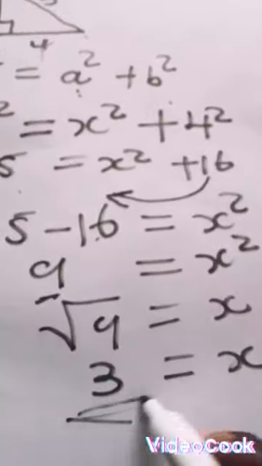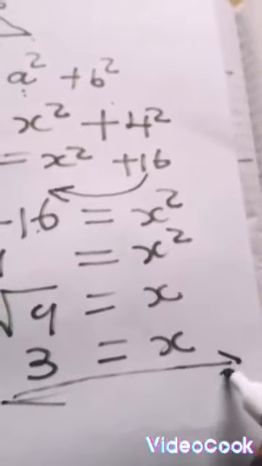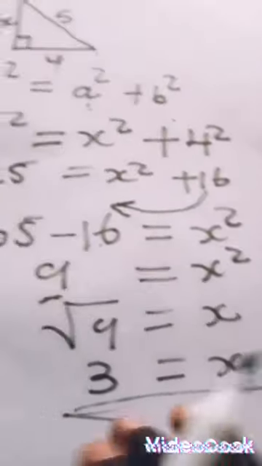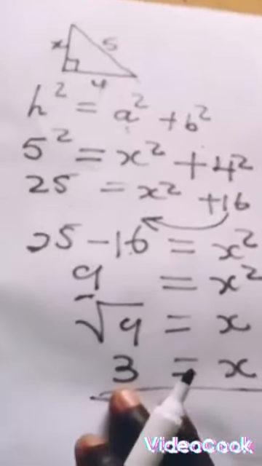Suppose a question asks instead for another side and gives you the hypotenuse, all right? This is the answer. I think you are assisted.